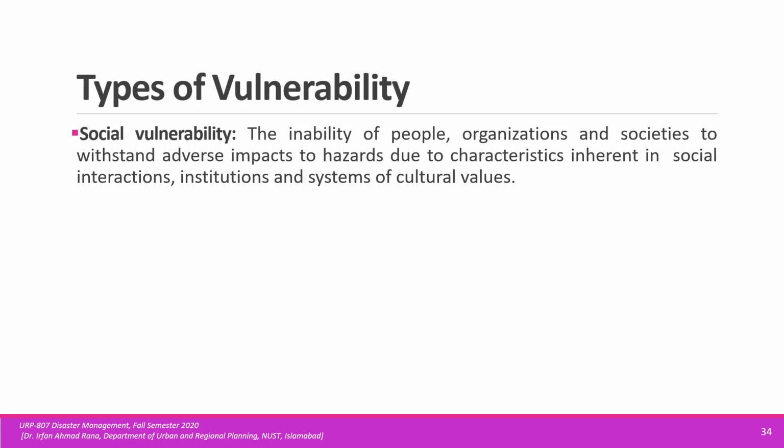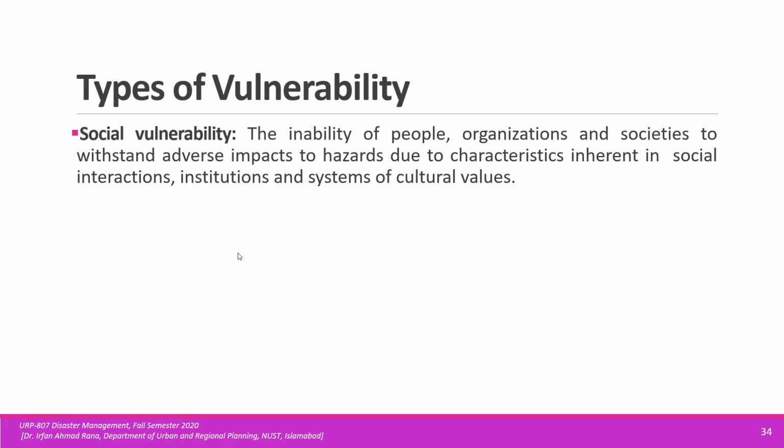Social vulnerability is basically the inability of the people or organizations of societies to withstand the impacts of different hazards, and these characteristics are very much inherited into society as social interaction, institutions, and cultural values. That is termed as social vulnerability. So what are the examples of social vulnerability? What are the measures or indicators for social vulnerability assessment?